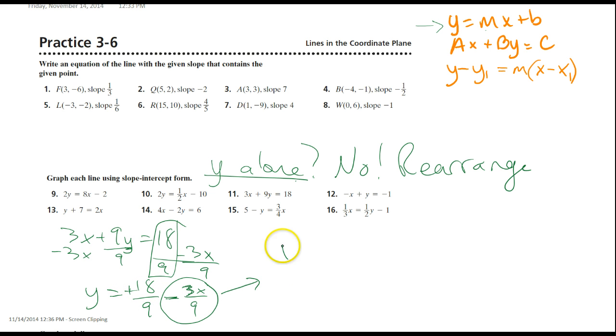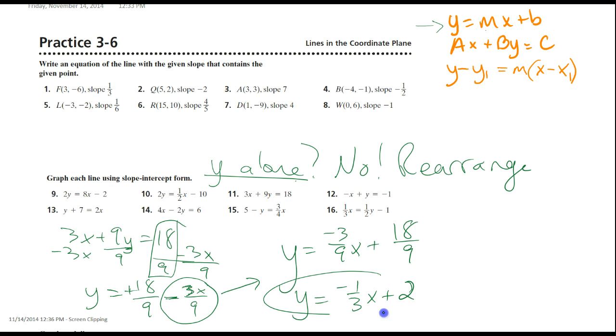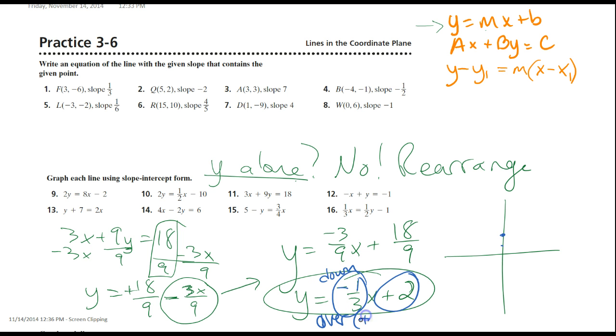So now let me rewrite it one more time. Y equals negative 3 over 9x plus 18 over 9. Simplify that, and you get negative 1/3 x plus 2. But you're not done. You have to graph that. First place to put the pen down is on the y-intercept of positive 2. So there's that dot. From that point, I do the slope. Negative 1, that means down. And the bottom is always the over, or to the right.